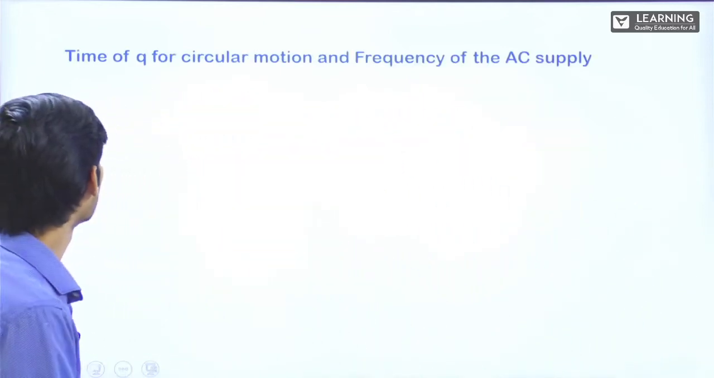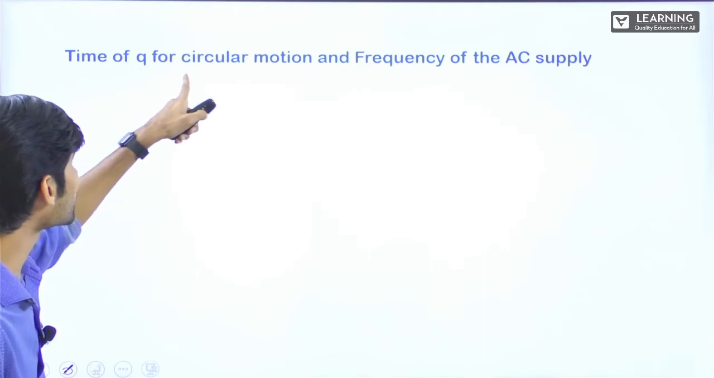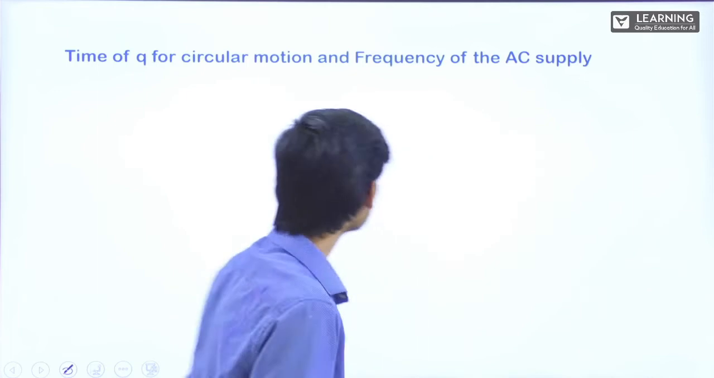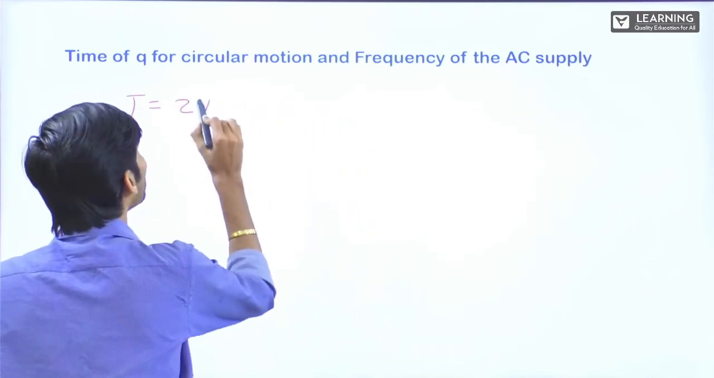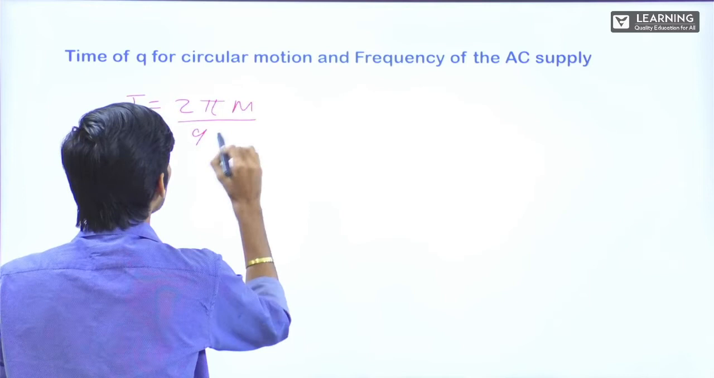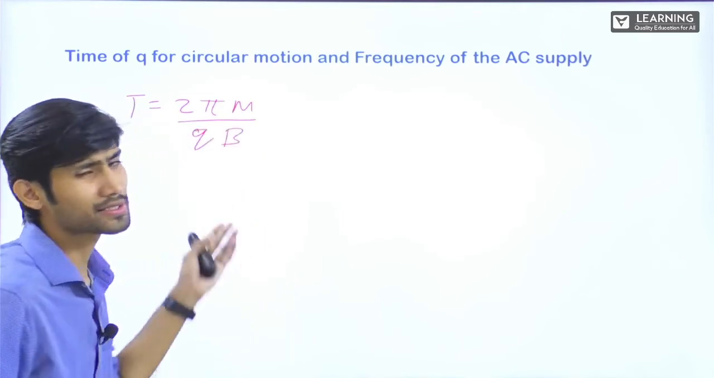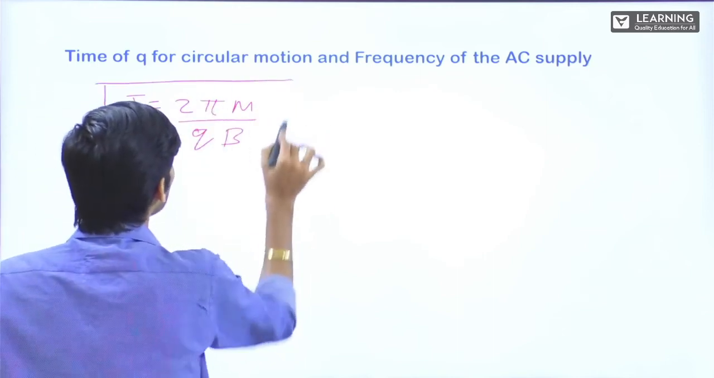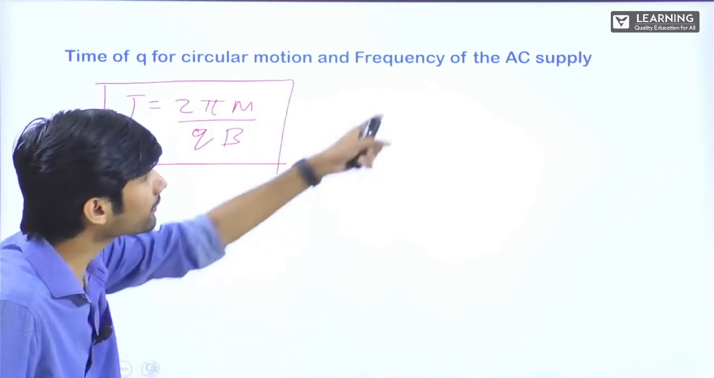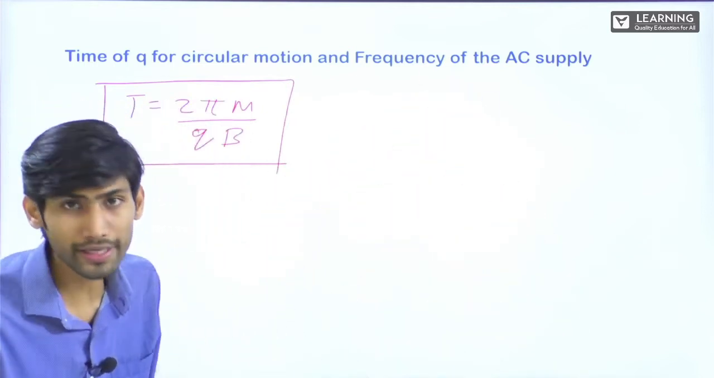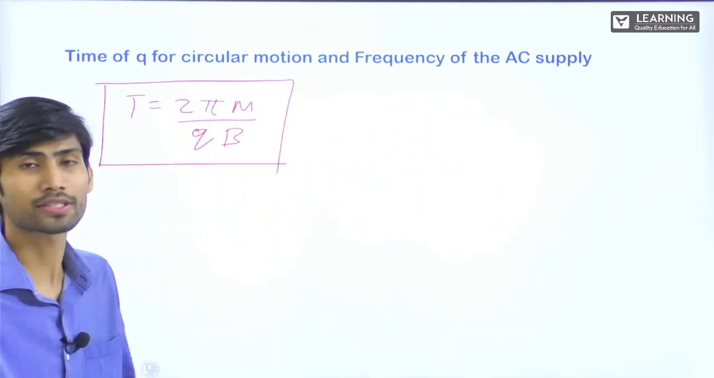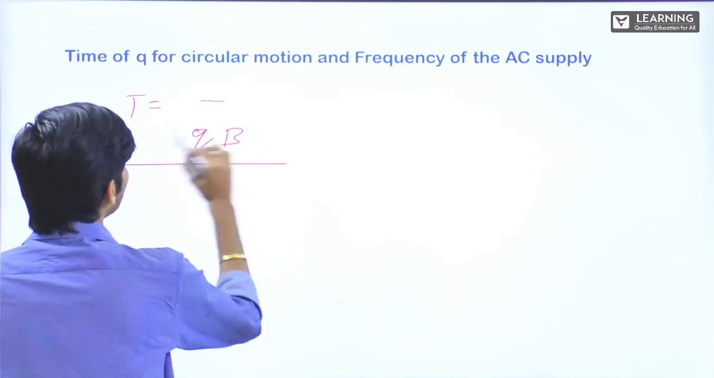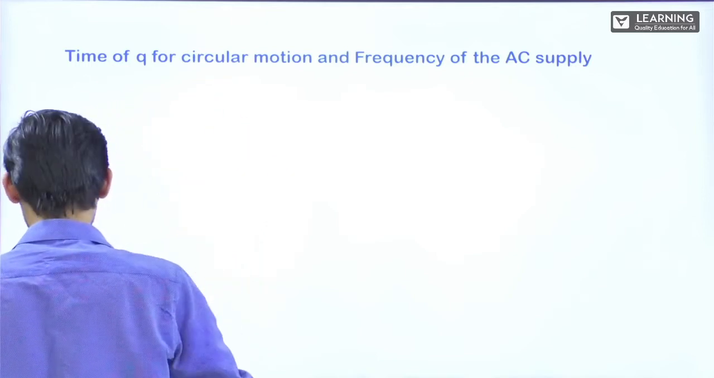Next, time of charge for circular motion and frequency of the AC supply. So time period we know, 2 pi m upon qB, right? It is independent of radius, it is independent of velocity. So this will be the time for circular motion for charge. What will be the frequency of AC supply? I already explained to you, the frequency of AC supply should be same as the frequency of charge. Here, this is for charge. Okay. Time period for charge.